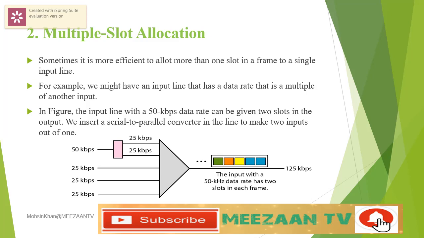This method, also known as multiple slot allocation, is shown in the figure. The input line with a 50 kbs data rate can be given 2 slots in the output. We insert a serial to parallel converter in the line to make 2 inputs out of 1.